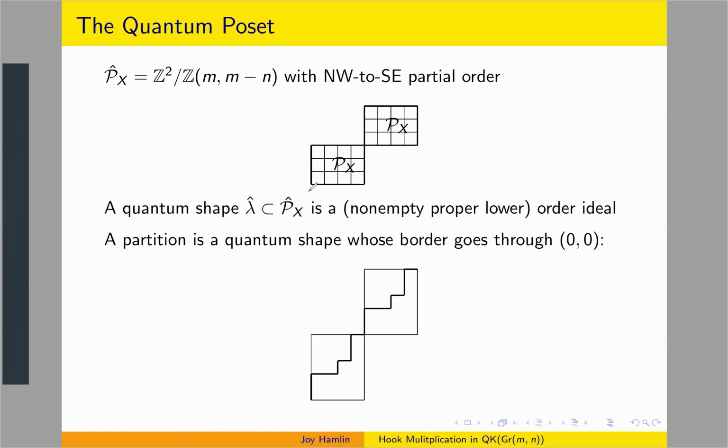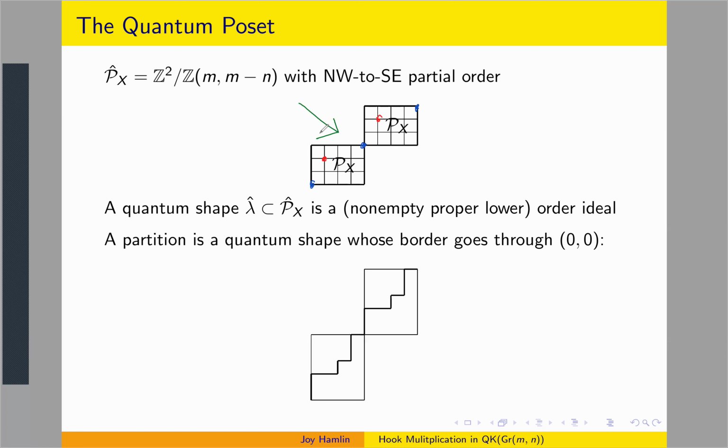So, this point is the same as this point is the same as this point in our equivalence relation. Similarly, this point is the same as this point. And the northwest to southeast partial order says that as you go in this direction, you increase. So a quantum shape is a non-empty proper lower order ideal. You can describe an order ideal by describing its boundary. So I will draw quantum shapes by drawing the thick line that represents their boundary.